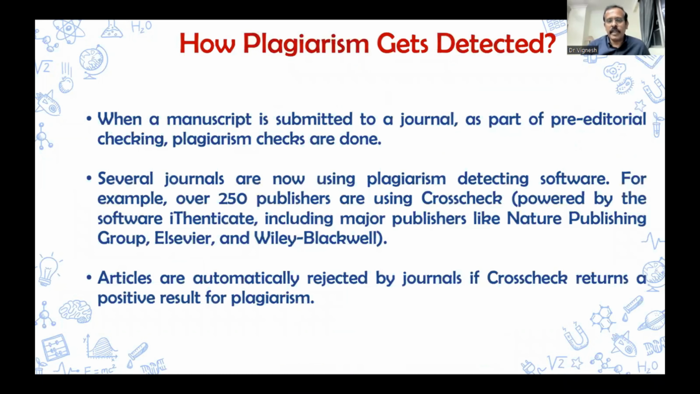How plagiarism gets detected nowadays is through pre-editorial checking, or some journals even ask the authors themselves to submit the plagiarism report. The publishers have very good software to check plagiarism, especially the most used one, called iThenticate. If there is more than 15 to 20% similarity, some journals outrightly reject the articles.